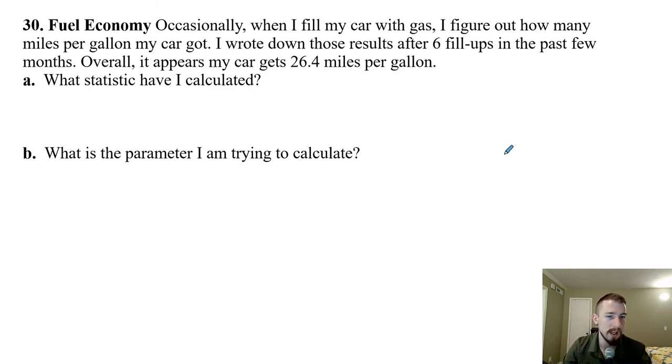What statistic have I calculated? So we calculated the overall miles per gallon. What is the parameter that you're trying to calculate? The statistic was the 26.4. That's what I calculated, the average miles per gallon. The parameter is the actual true miles per gallon for my vehicle, the overall for all time, not just from those 6. That is what I'm trying to estimate with the average of my 6 fill-ups.